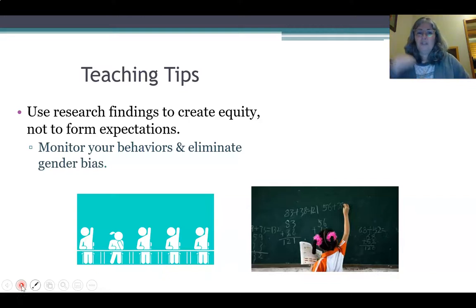You use that research to create equity. So you think in that English language arts class, what can I do to help my boys to scaffold their learning? You walk into your math and science class and you think the same thing for your girls. You monitor your own behaviors. Check yourself to make sure that you yourself are not showing gender bias.